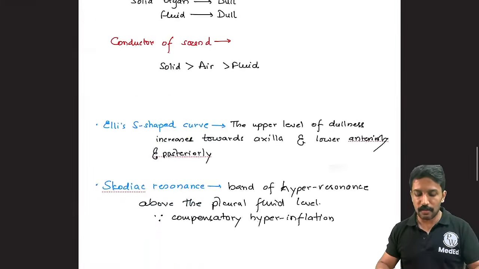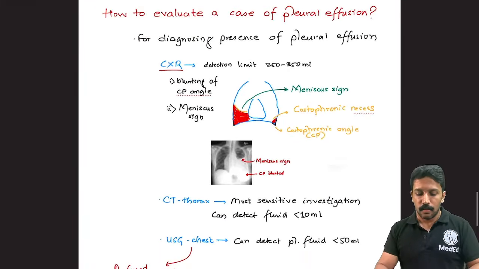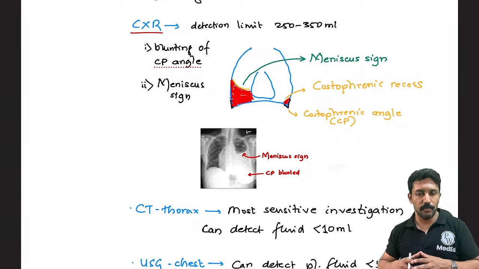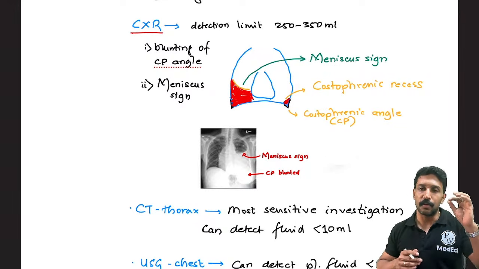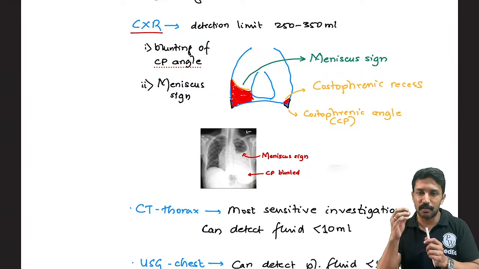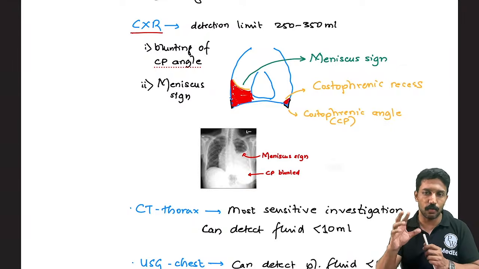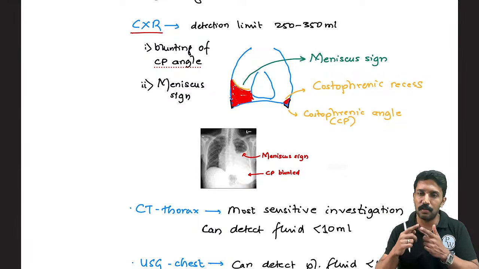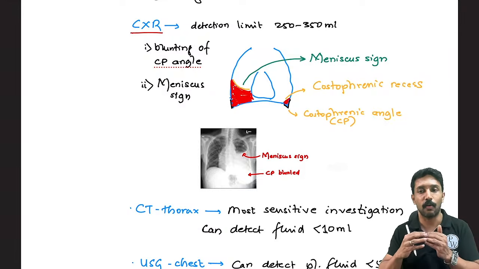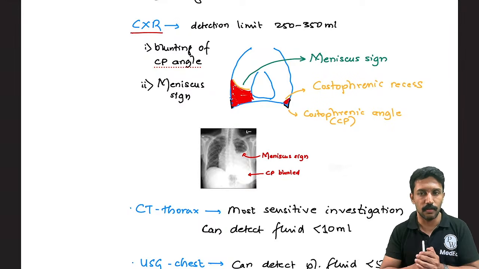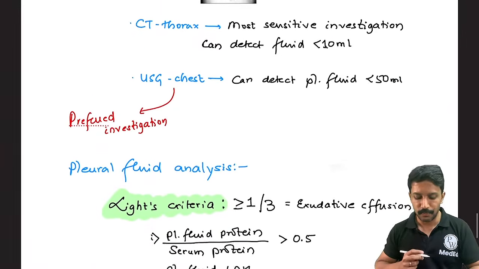Okay, now for the diagnosis, X-ray, CT and ultrasound are available. X-ray's detection limit is 250 to 350 ml. So till that time, X-ray may not detect it. CT's detection limit is a few ml, less than 10 ml also it can detect, but it involves radiation and cost, so it's not preferred. The middle ground is ultrasound. Ultrasound does not involve radiation, can detect fluid less than 50 ml and also gives guidance to the pleural tap. So that's why right now the preferred investigation is pleural ultrasound of the chest.